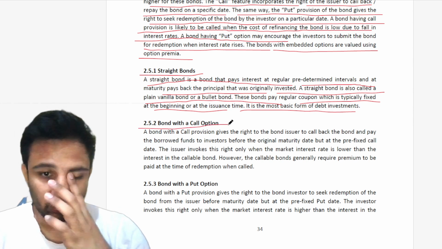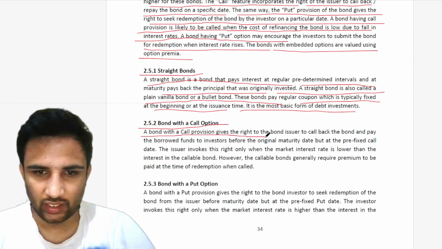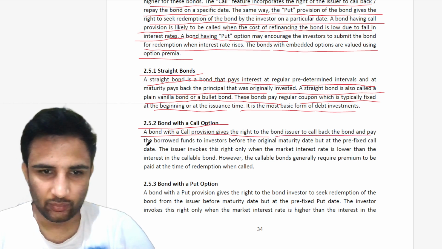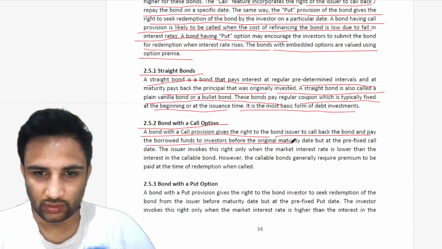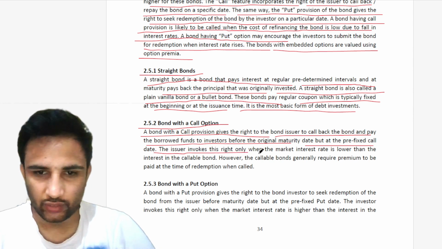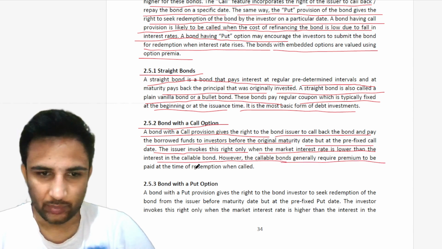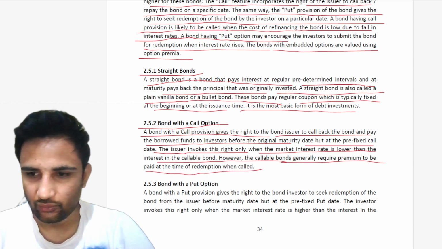Chapter 2.5.2 Bond with a call option. A bond with a call provision gives the right to the bond issuer to call back the bond and pay the borrowed funds to investors before the original maturity date, but at the prefixed call date. The issuer invokes this only when the market interest rate is lower than the interest on the callable bond. However, callable bonds generally require a premium to be paid at the time of redemption when called.